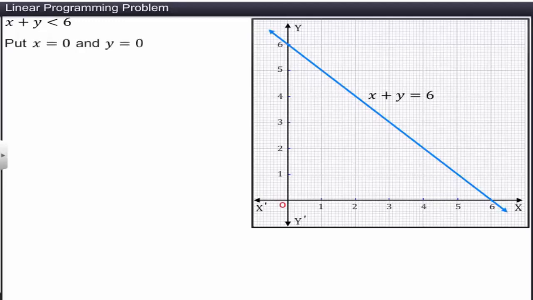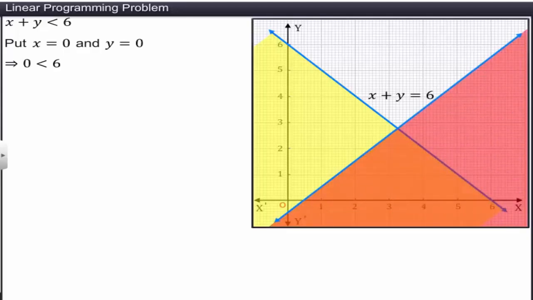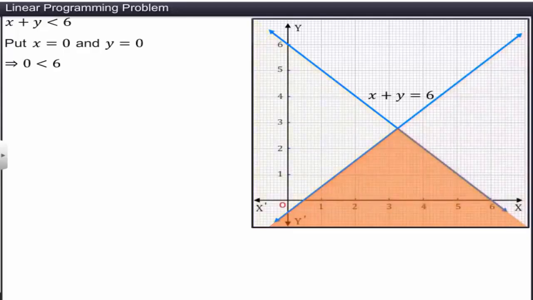For example, the origin, if it satisfies the linear inequality, then the solution region is towards the origin, else it is to the other side of the line. To find the solution of the system of linear inequalities, we draw the graphs of the inequalities in the same manner and find the common region. The common region of the solution of the inequalities is the solution of the system.